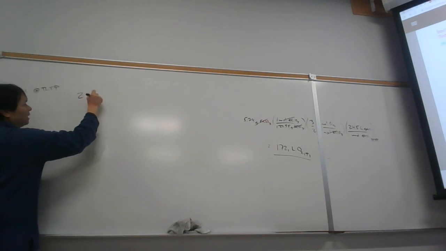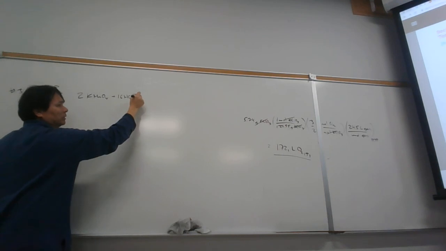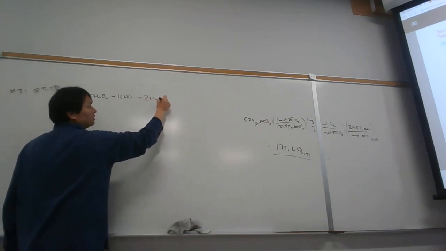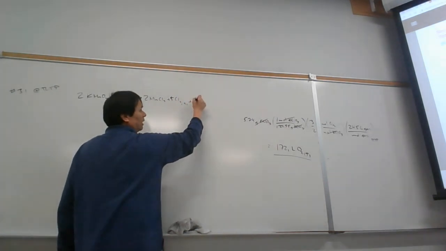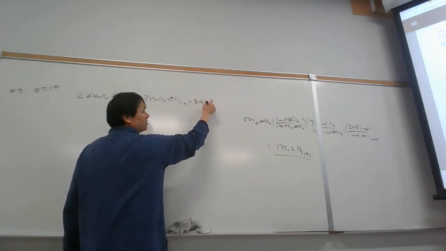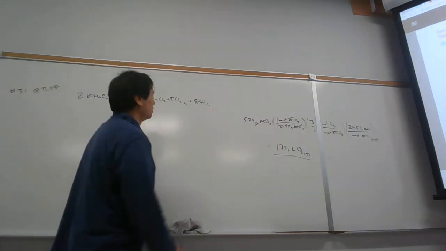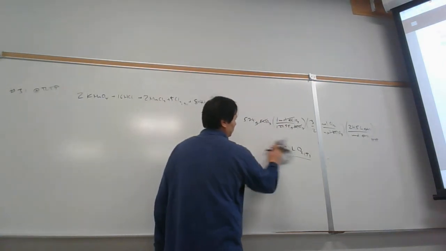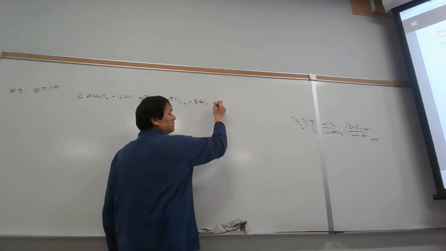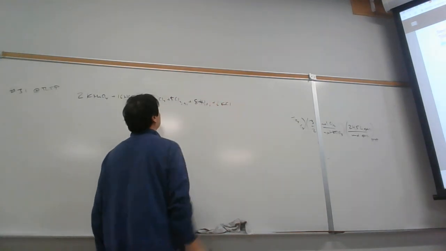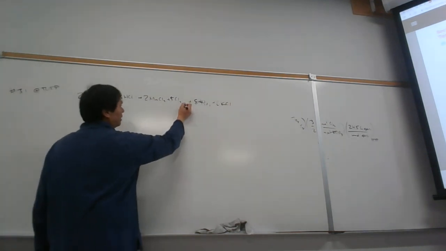So if we take 2 KMnO4 plus 16 HCl, it's going to yield 2 MnCl2 plus 5 chlorine gas plus 8 H2O. H2O is usually listed as a liquid, not aqueous, because water dissolved in water sounds funny. So H2O liquid plus 2 KCl aqueous. Chlorine's non-polar, so it bubbles out.